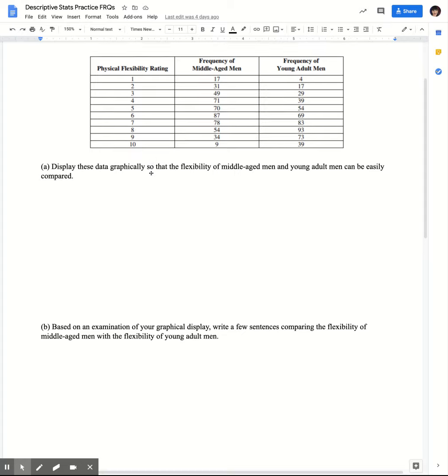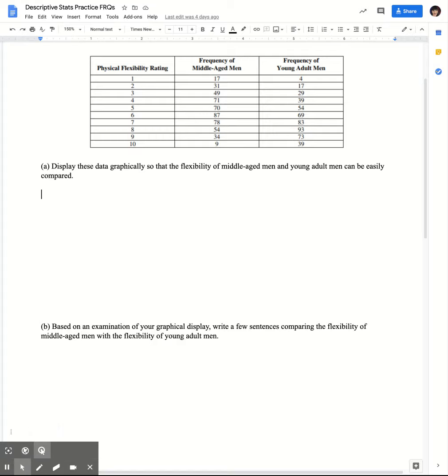So part A says to display these data graphically so that it's easy to compare the two groups. Whenever they're talking about wanting to do something that's easily comparable, my advice would be to either do a histogram comparison or a box plot comparison. I actually did a histogram comparison a couple of different ways using some technology. So give me a second. I have to pause the video so that I can insert those pictures, and then I'll talk you through how I made them and why I made them this way. So I'll see you in just a second.